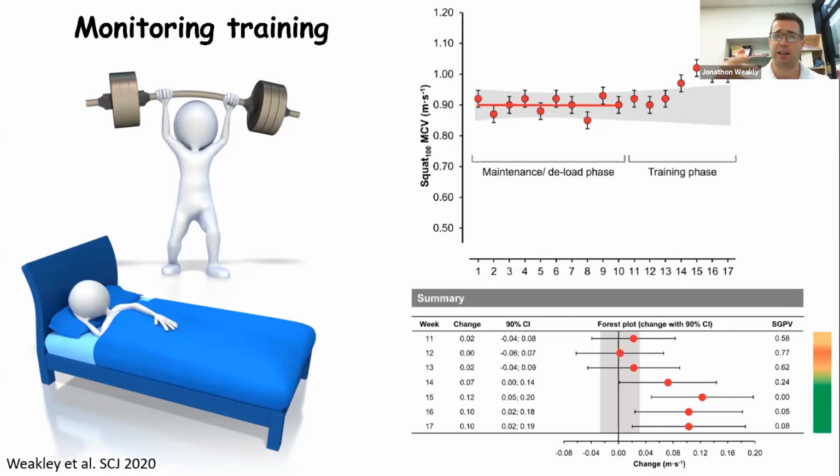And if the bar gets faster, you know that they're adapting. Alternatively, you also know if they're starting to get slower with that predefined set load, that they're probably going to be overtrained and fatigued, or perhaps detraining. So it's a really easy way to monitor them over time.